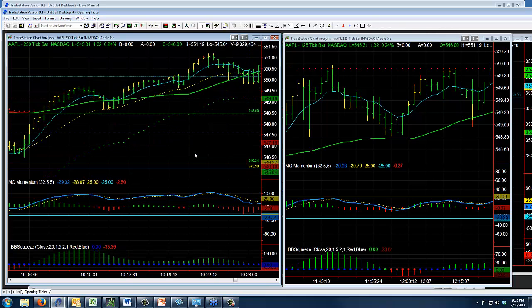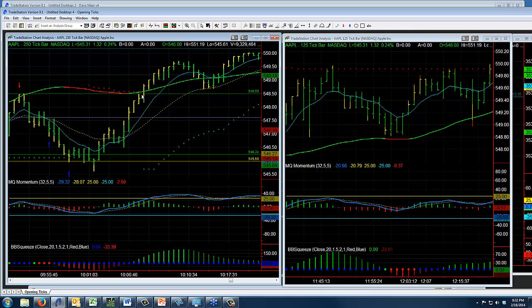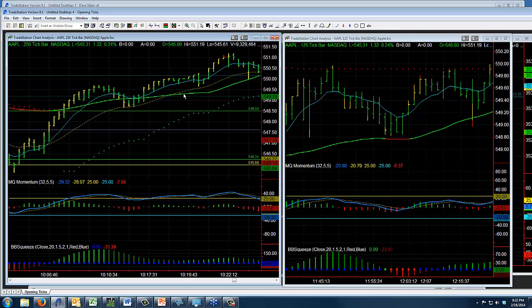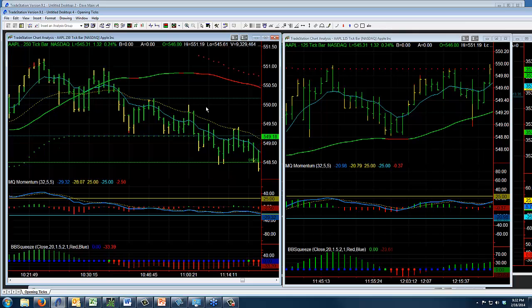I preserve my capital. I could be right, and there's sometimes where I'm like, oh, I wish I could have taken that trade. It kept going, or it really did reverse. I don't know. It didn't look good to me at the time, so I won't take the trade. Okay.